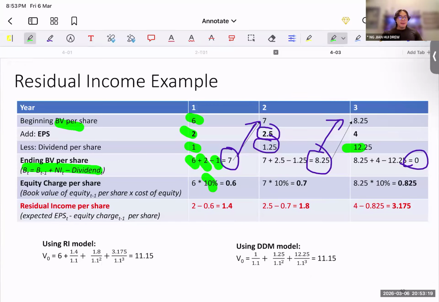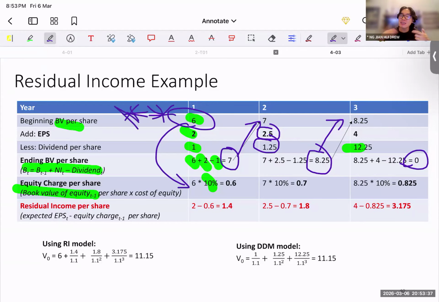Now, we need to determine the book value of equity per share at T minus 1, which means we are using the $6 here as the book value of equity at T minus 1. I'm going to put 2 stars here because this is the part that people get confused. Sometimes they use $7, which is wrong. For year one, your equity charge is based on the T minus 1 book value. I put another star here. This is very important, the part that people always get confused.